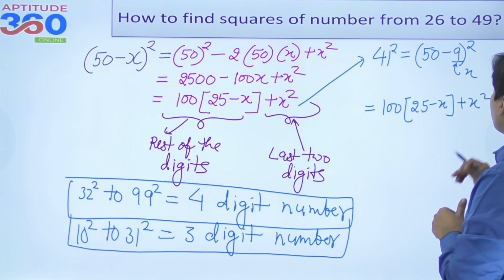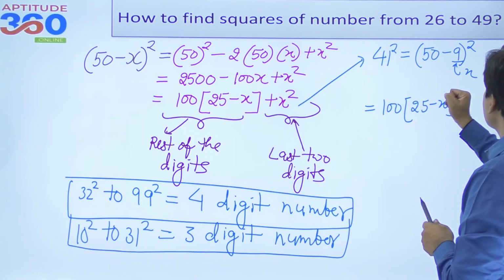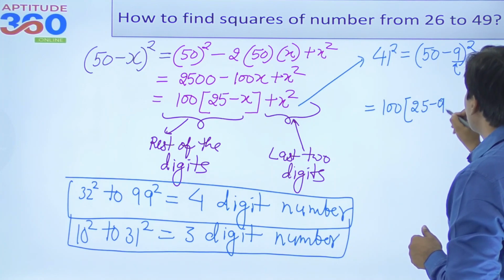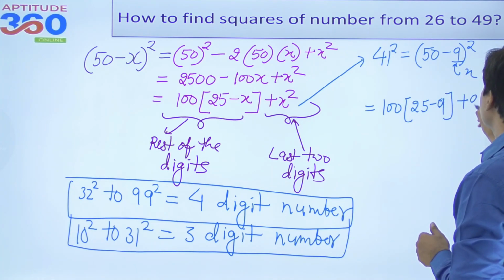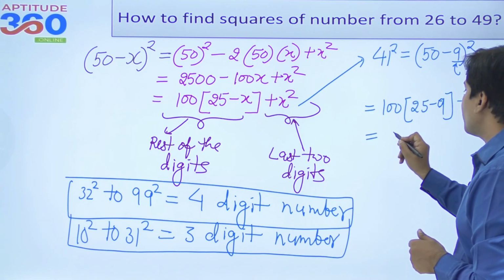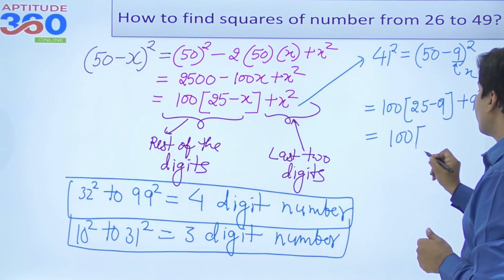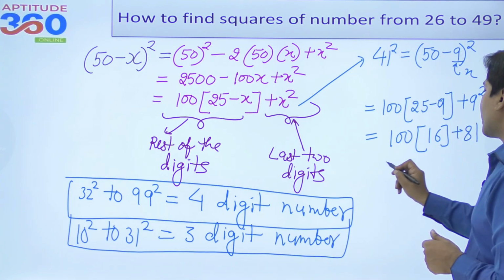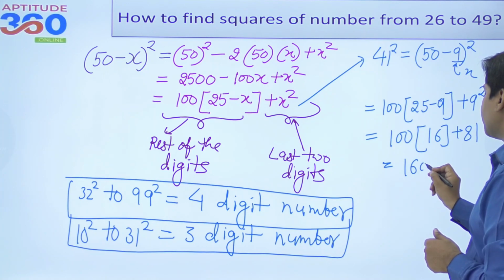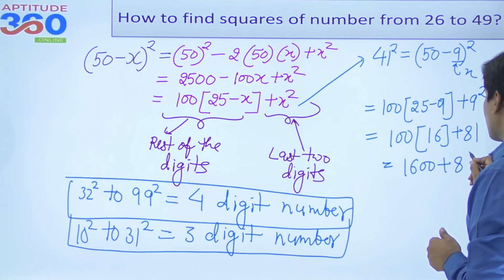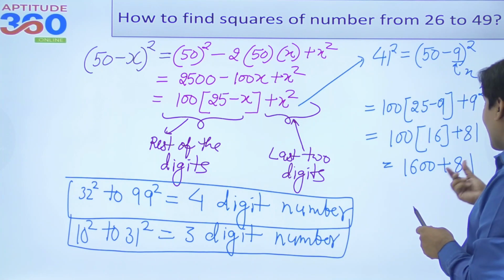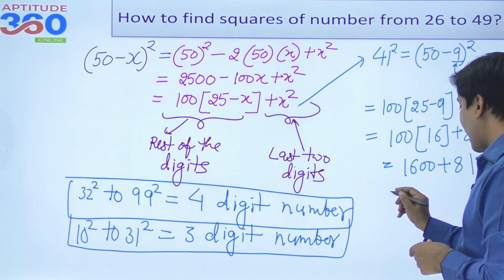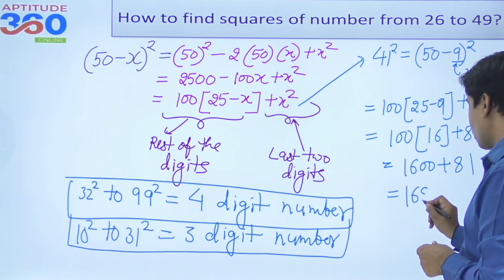So what I'm going to do is replace this x with 9. So this is 100 times (25 minus 9) plus 9 square. So this is going to be what? 100 times 25 minus 9, which is 16, plus 9 square, which is 81. So can I say that this number is 1600 plus 81? So that is what I was trying to say, that the last 2 digits will be from here and the first 2 digits will be from here. So I can write this as 1681.